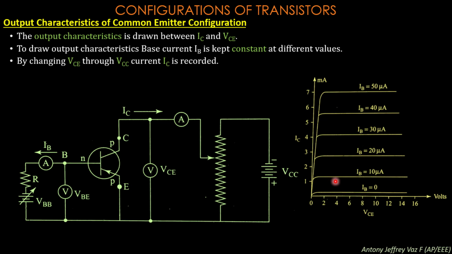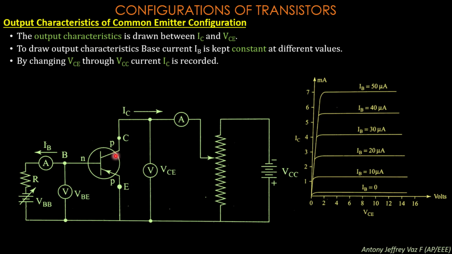In the next stage, you are going to increase the IB value to 20 microamps. To do this, you are going to adjust this battery value and set 20 microamps in this ammeter. So you should adjust the voltage and set 20 microamps by seeing this ammeter. This represents 20 microamps of current being passed into the base terminal of the PNP transistor.